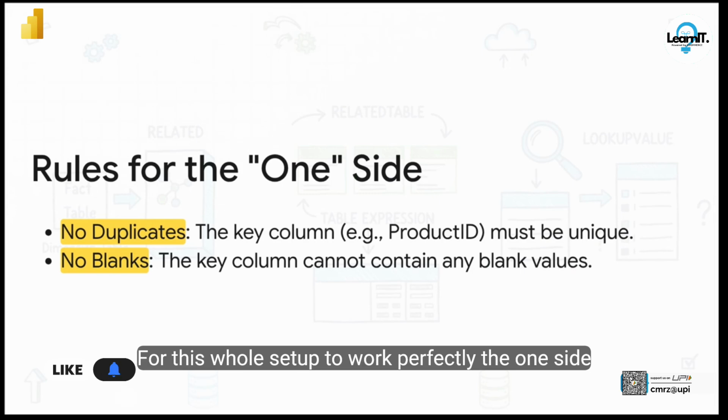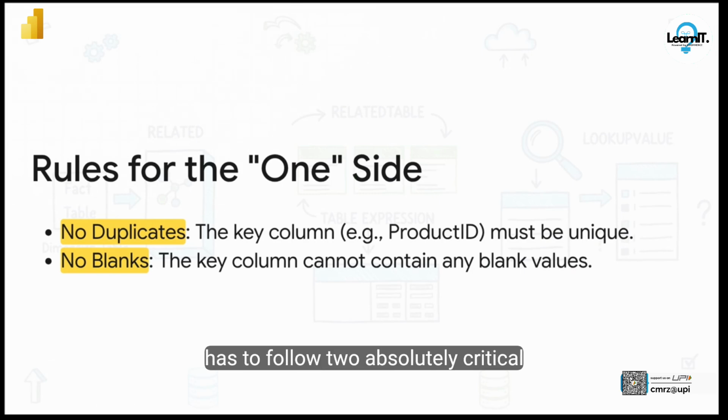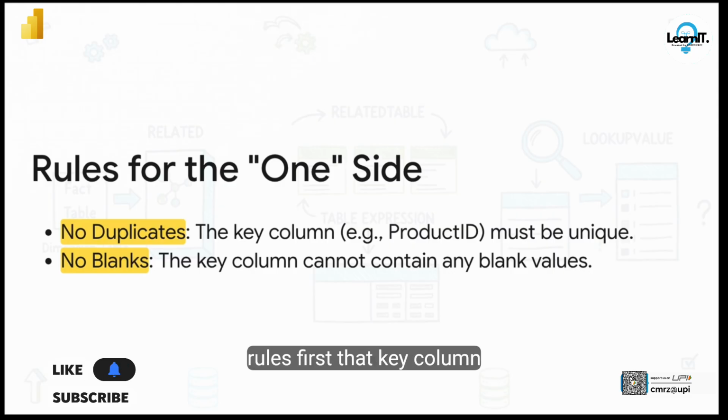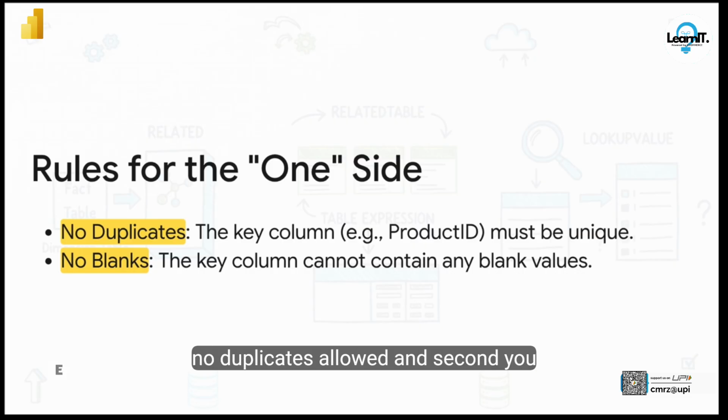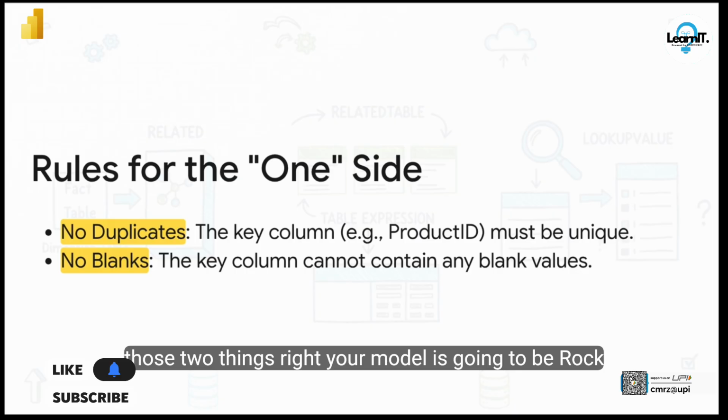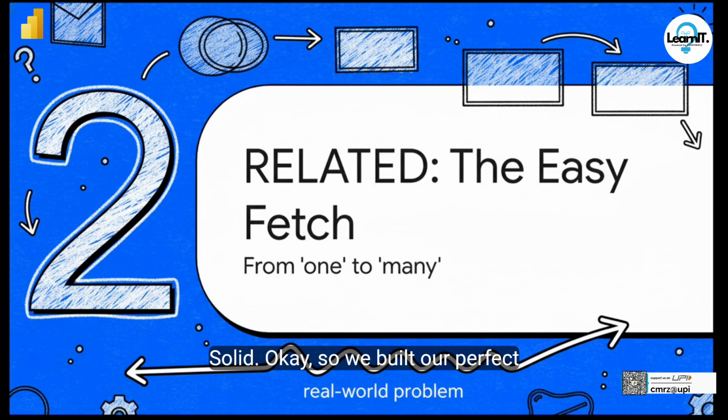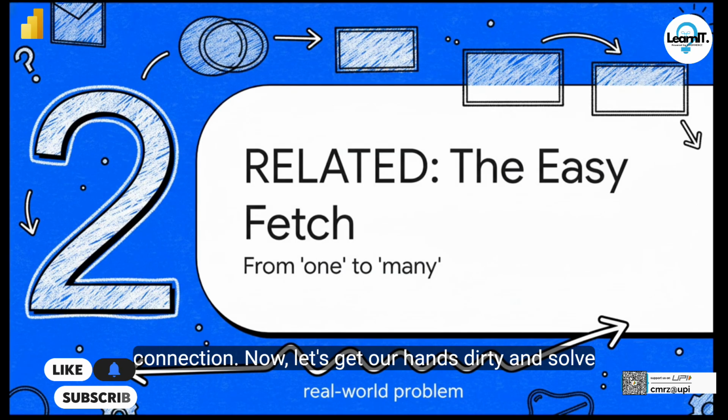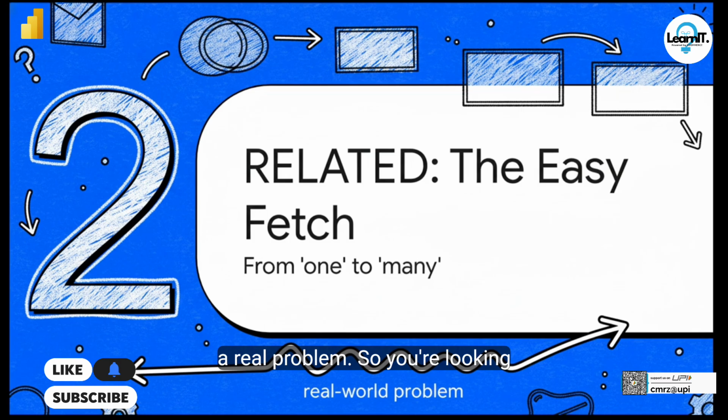Now, for this whole setup to work perfectly, the one side of our relationship, that's our products table, has to follow two absolutely critical rules. First, that key column, the product ID, has to be unique. No duplicates allowed. And second, you can't have any blank values. If you get those two things right, your model's going to be rock solid. Okay, so we built our perfect connection. Now let's get our hands dirty and solve a real problem.